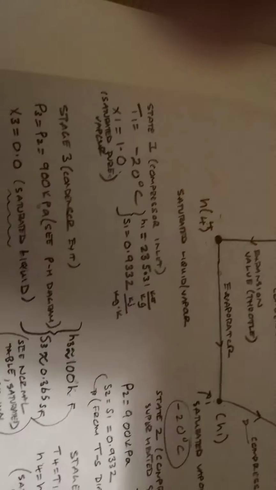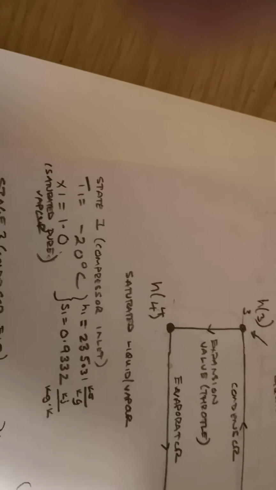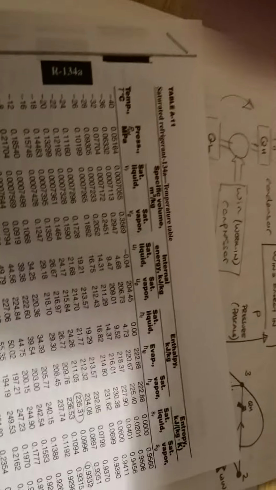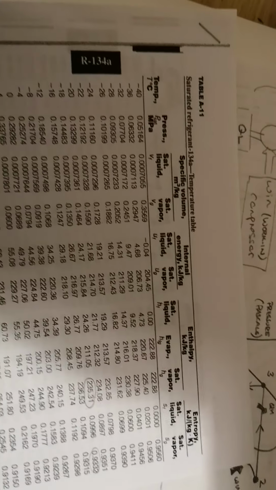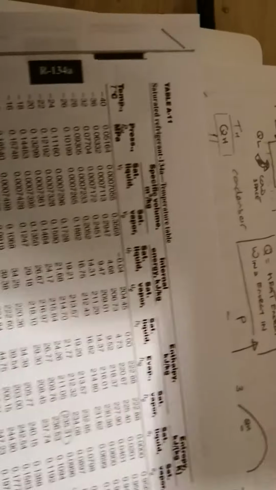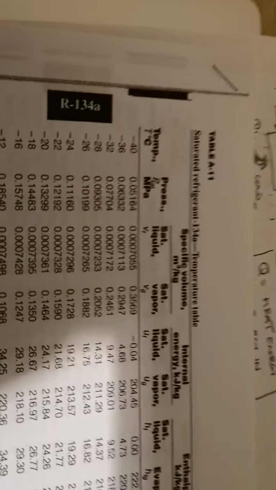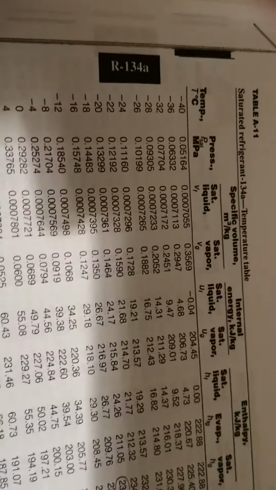So that's how you get stage 1. Okay, now how do you get these two numbers here? This is the interesting part. This is where you look at these. You've got this as well in your notes. You've got the table for the saturated refrigerant 134a. You've got the temperature table.